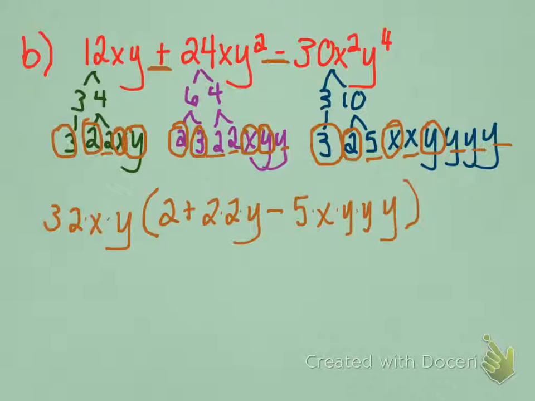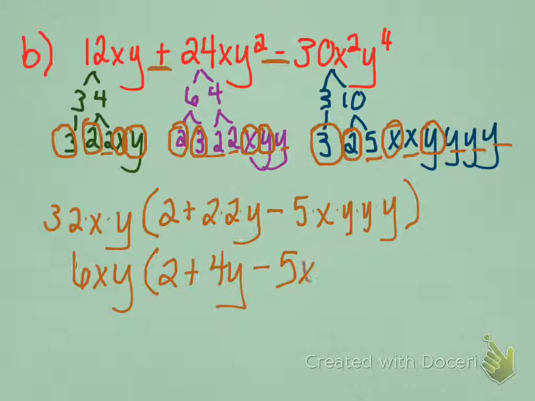Alright, now you're going to go through and put it together. So 3 times 2 is 6, and then you have x, y. Your first term, 2, doesn't change. Then you have 2 times 2, which is 4, and then y. Minus, now you have 5x, y to the third. And that is your final answer.